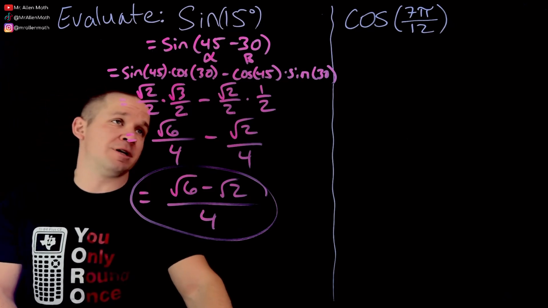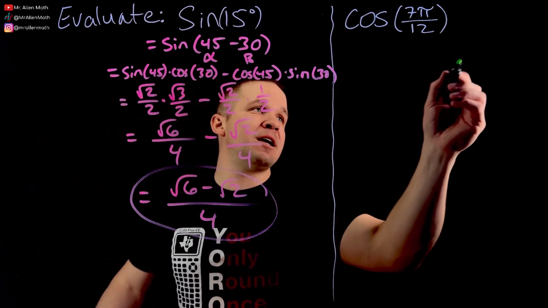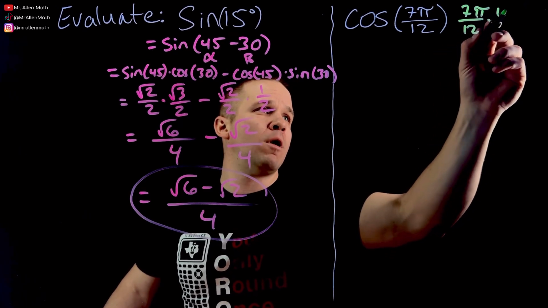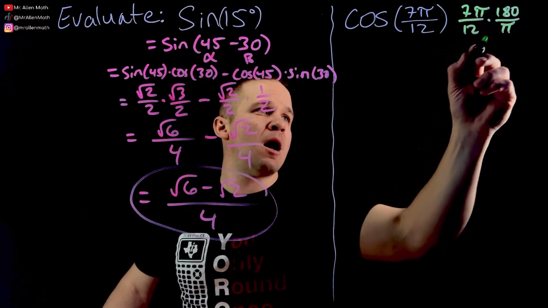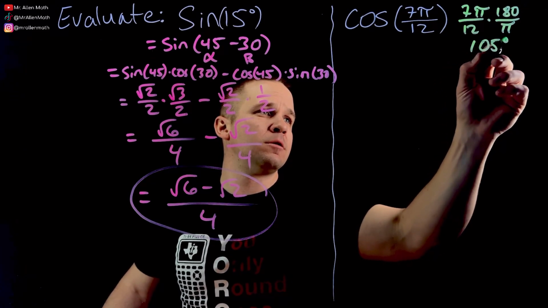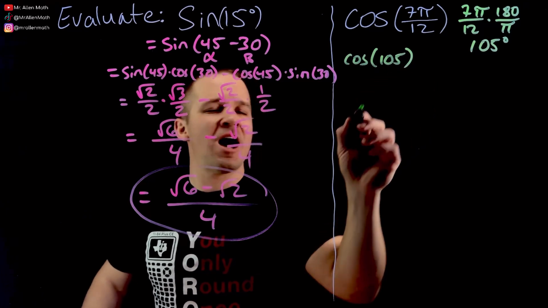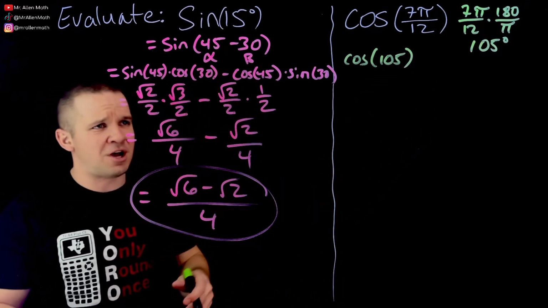I'm going to change this to degrees. I'm going to do a little side math here: 7 pi over 12 times 180 over pi. I'm going to get 105 degrees. Okay, so let's rewrite this. Cosine of 105. I find it easier to do this all in degrees.